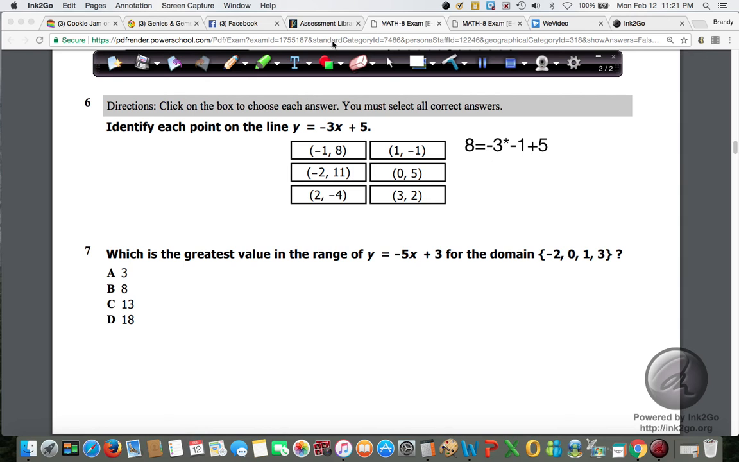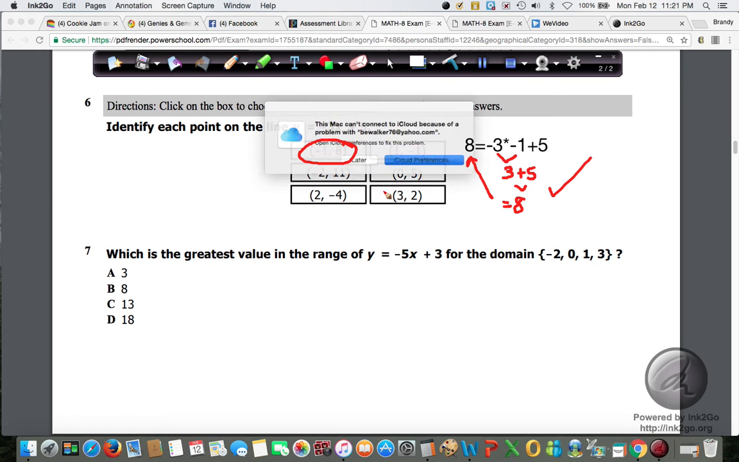Okay, so we are going to have to multiply first. -3 times -1, +3. Plus 5, that gives me 8. Does that equal what I wanted? It sure does. Yay! So, you need to mark the first one. You do that for all the rest of them.